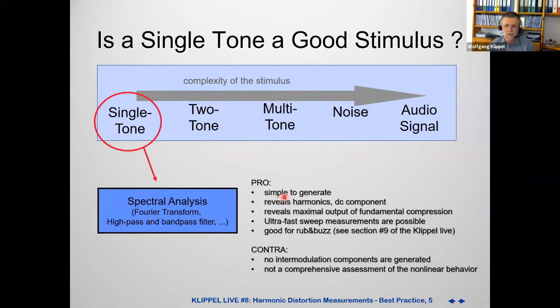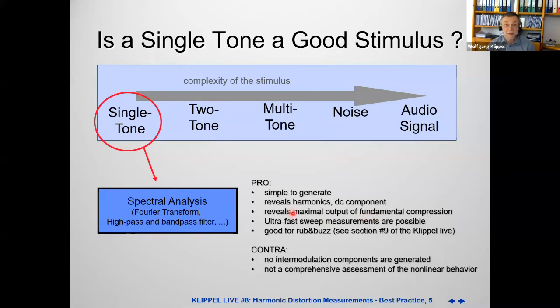It's simple to generate. We find a sinusoidal generator in any workshop. It reveals the harmonics, sometimes a DC component. We can nicely access the maximum output of the fundamental. We have spoken about the compression last time.